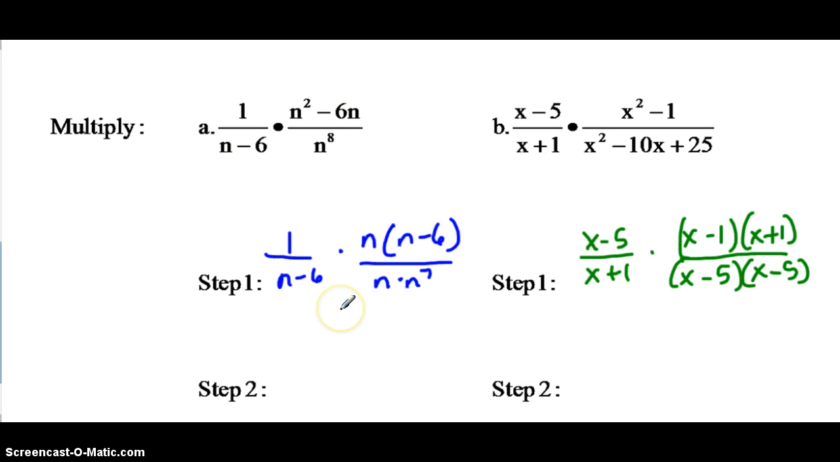So for part A, we had a greatest common factor of n in both of these that we can cancel. Also, we have a factor of n minus 6 in this rational expression plus this one. These are all being multiplied, so we can cancel here. So our final answer would be 1 over n to the 7th.